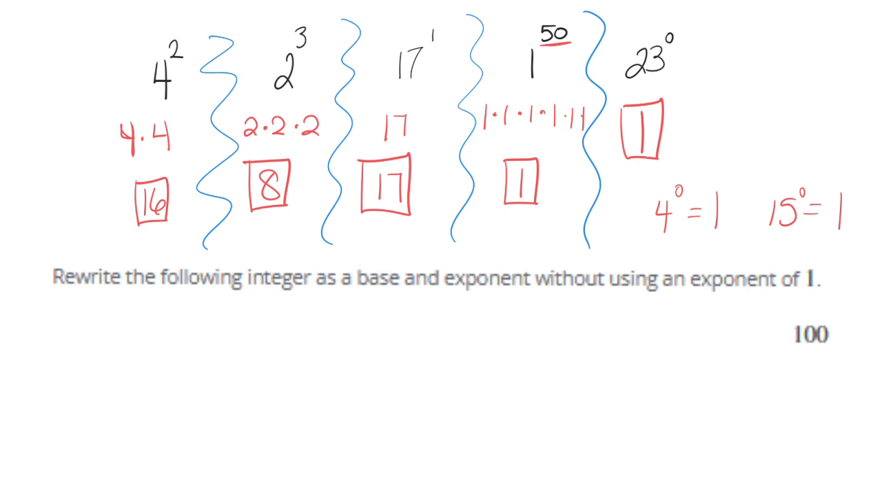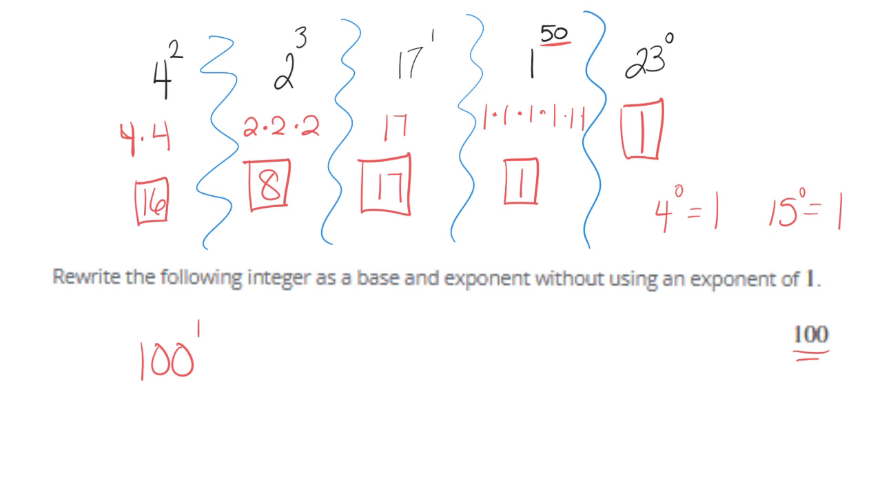Okay, then I found a question like this one. It says, write the following integer as a base and an exponent without using an exponent of 1. So it might be tempting to call this, oh, that's just 100 to the first power. Well, that's true, but that's not what they're wanting. They want us to think through this number 100 a little deeper and think about what it could be written as, a power of 2 or a power of 3 of some sort.